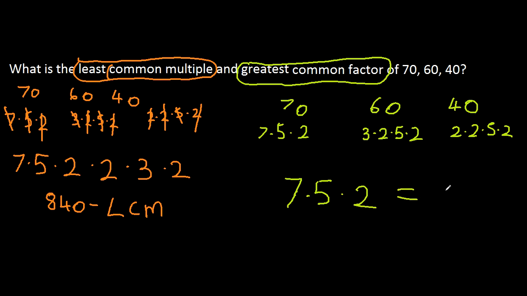So here we get 70 as our GCF, and as you can see, we got 70 over here and 840 over the LCM part. And yeah, that's basically it.